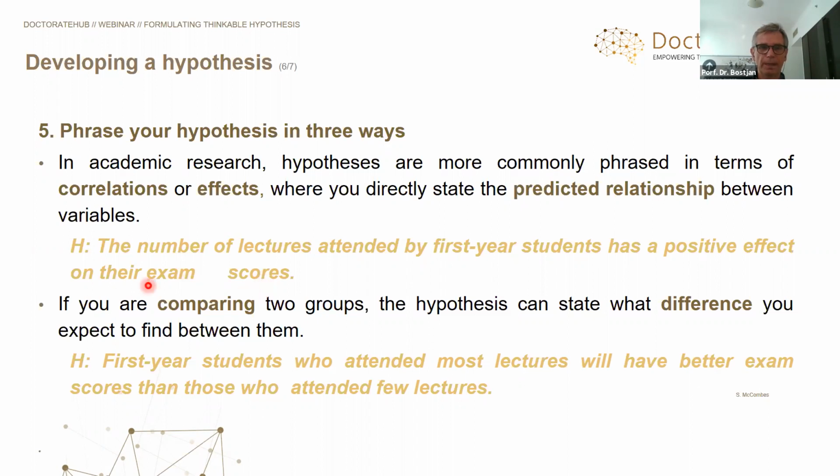Or you can even compare different groups, if that is your idea in your research, and then you can search for differences between those two groups. Then you would write your hypothesis in a way like: first-year students who attend most lectures will have better scores than those who attend few lectures. So you have two groups, one attending most lectures and the other attending fewer lectures. That's the three ways which can generally be used.